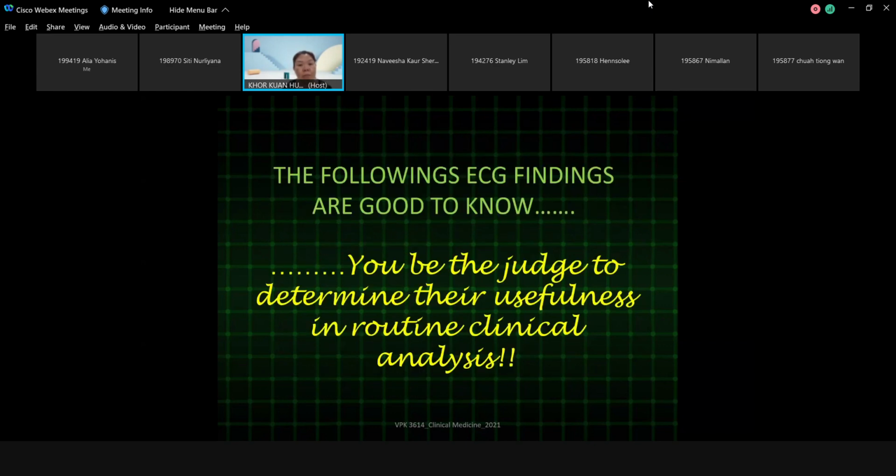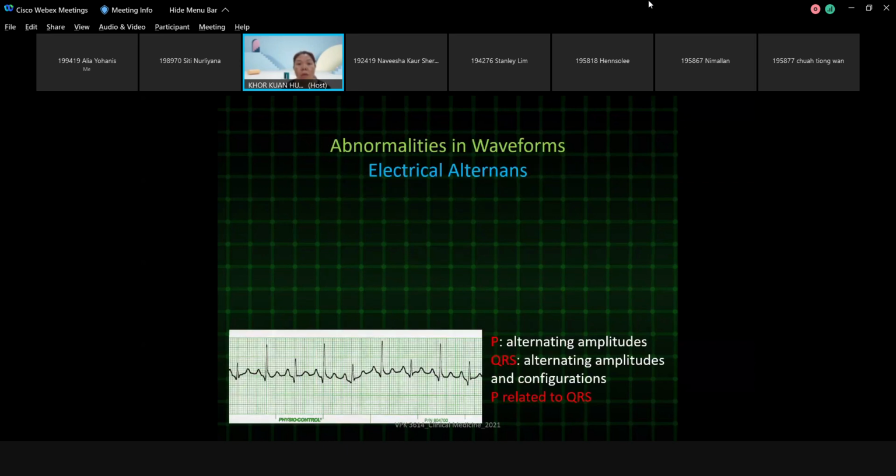ECG findings are good to know, but you'll be the judge of how useful they are in routine clinical analysis. What I mean is that ECG just tells you rate, rhythm, and pattern, but it doesn't tell you the diagnosis or what issue is happening in the heart. So ECG can come in many different waveforms. This is what we call electrical alternans. So now we're moving forward to abnormalities in waveform.